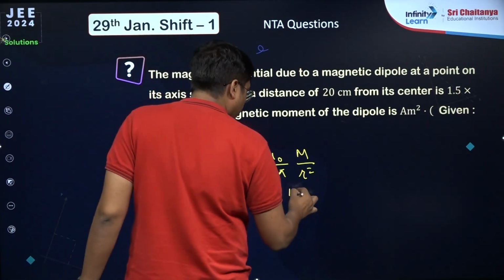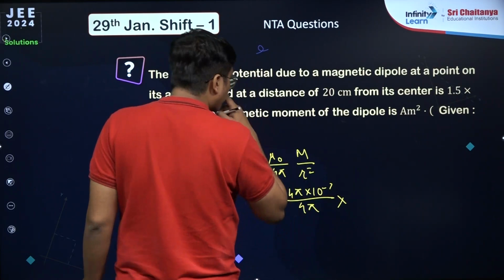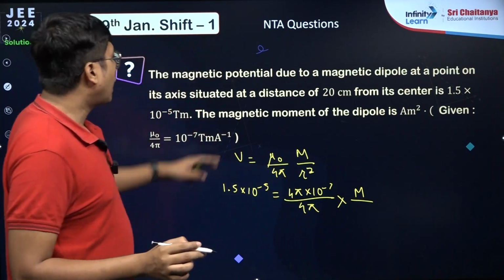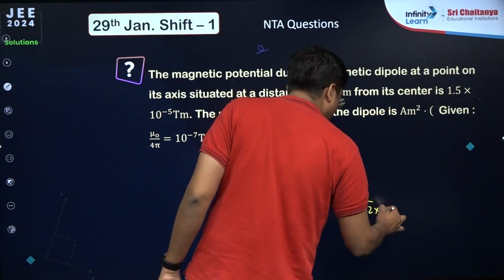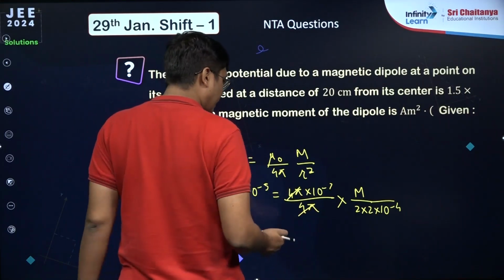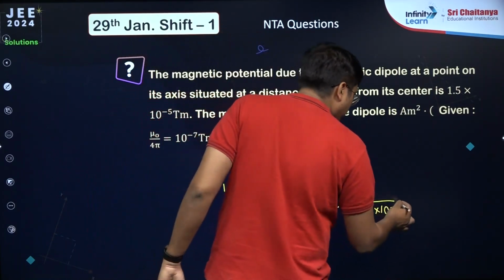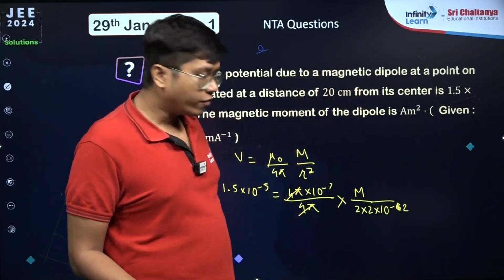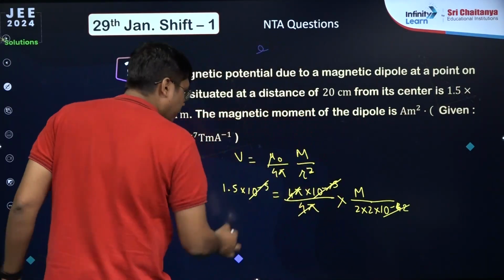Mu naught by 4 pi, mu naught is 4 pi into 10 to the power minus 7, divided by 4 pi, into the magnetic moment divided by the R square over here. R is 20 centimeters, so 2 into 10 to the power minus 1. So we can take the 4 pi's out. The square of that would be 10 to the power minus 2. That leaves behind 10 to the power minus 5, and 10 to the power minus 5 goes with this.